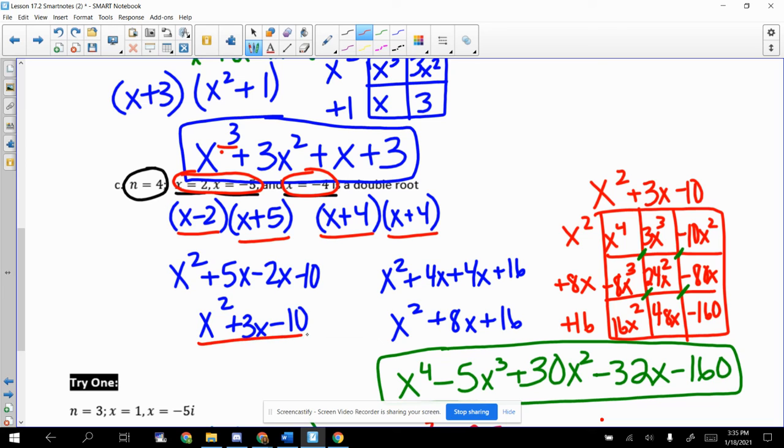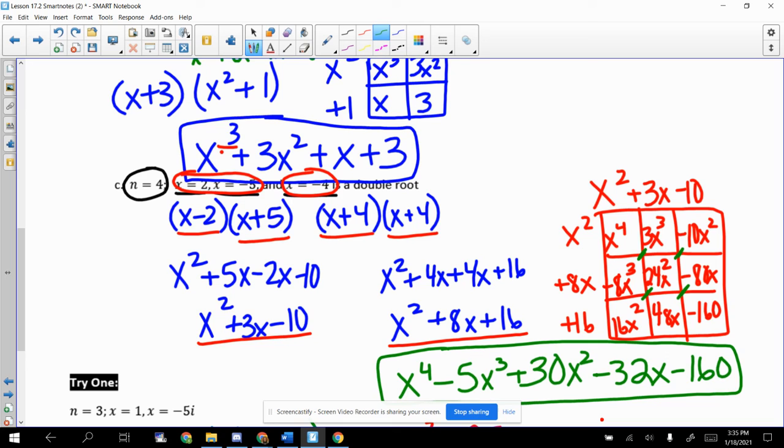Over here, I multiplied x minus 2 and x plus 5, and I got x squared plus 3x minus 10. And then here, I multiplied the x plus 4 and the x plus 4. And I got x squared plus 8x plus 16. And then you have to multiply these together, okay? So that's what I did here using the box method. And I combined like terms to get x to the 4th minus 5x cubed plus 30x squared minus 32x minus 160.